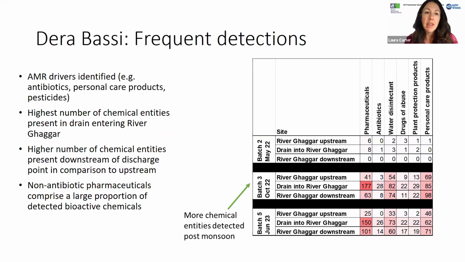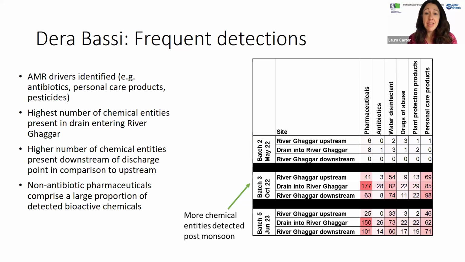Thinking about the frequently detected chemical classes, it confirms our idea that antibiotics are present. They are higher in the drain that's going into the river in comparison to the receiving environment. But we are seeing greater numbers of non-antibiotic pharmaceuticals. We saw quite high levels of antivirals, antihypertensives, and antifungal chemicals. But yes, we see higher numbers of chemical entities present in the drain, and typically higher numbers downstream in comparison to upstream.